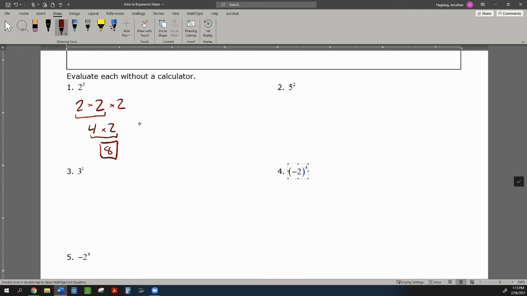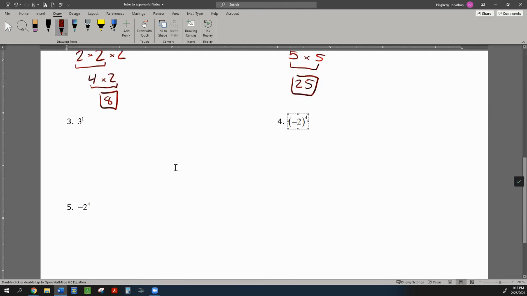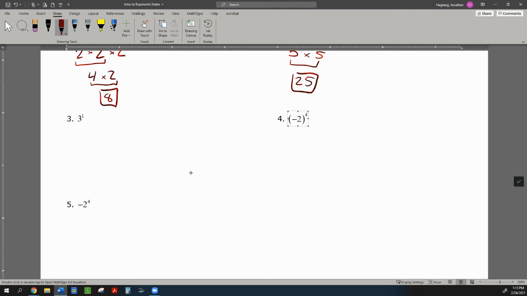Next up, we have 5 squared. So this is the same as 5 times itself 2 times, or 5 times 5, which is 25. Moving onward, number 3, we have 3 to the first power, or 3 to the 1. Well, anything to the 1 is just itself, so that's just 3.